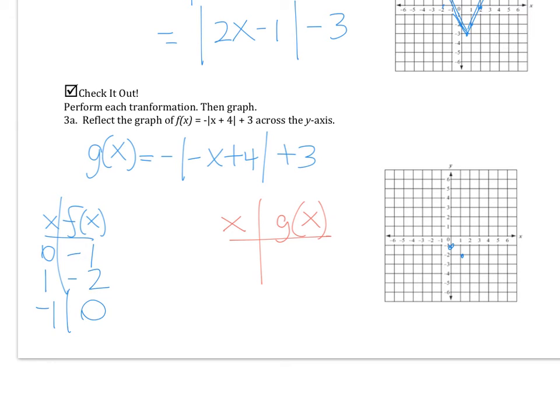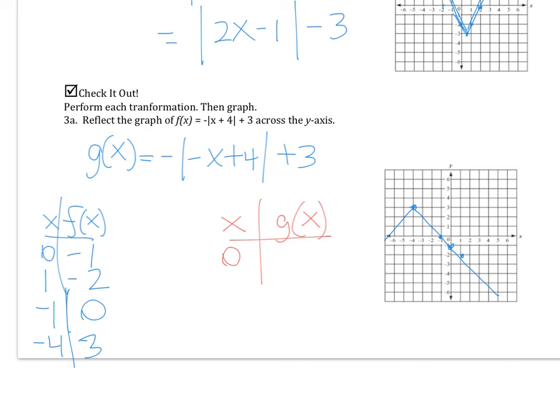1, negative 2, negative 1, 0. Need a few more. I'm going to try negative 4. Negative 4 plus 4 is 0, and 0 plus 3 is 3. And that will be the vertex.